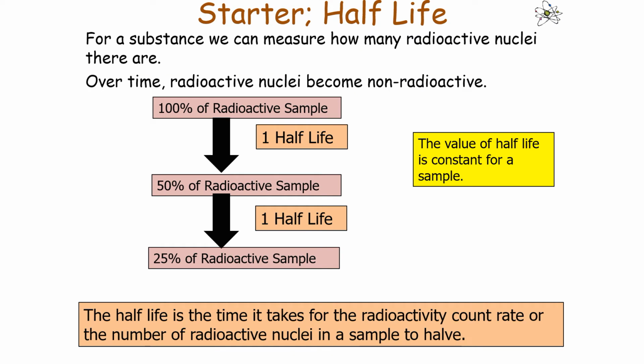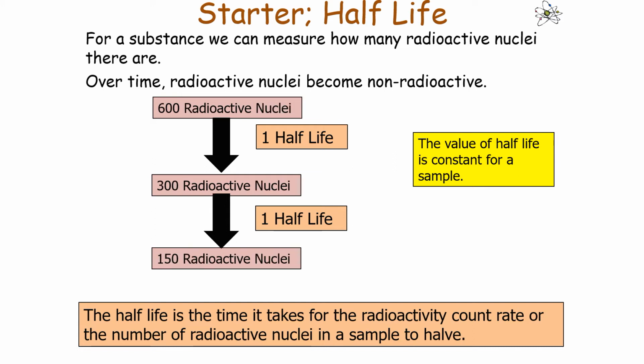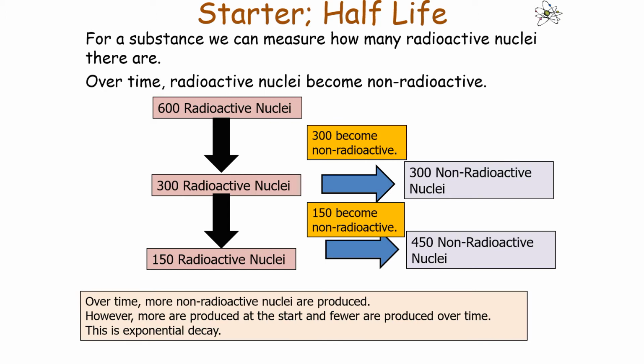For substances, we can measure how many radioactive nuclei there are, and over time the radioactive nuclei become non-radioactive. So we can work out the time it takes for the radioactive count rate, or the number of radioactive nuclei in a sample, to halve, and it should remain constant. It doesn't matter if you go from 600 to 300, 300 to 150, 150 to 75, 2 to 1, it always takes the same time for a radioactive isotope to halve in its value.